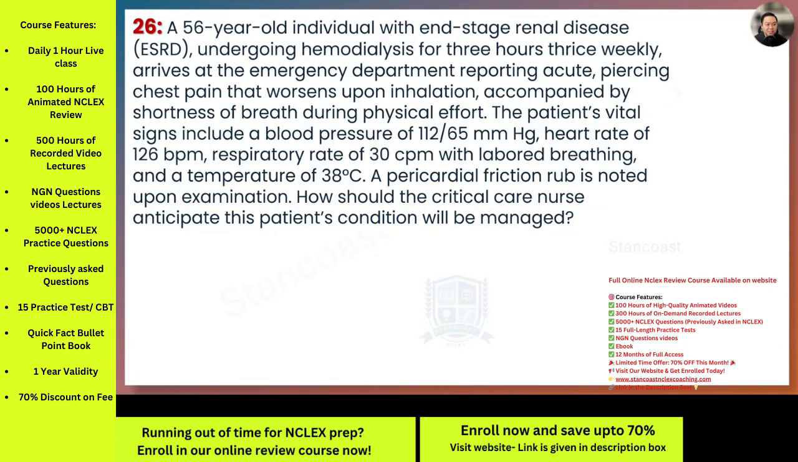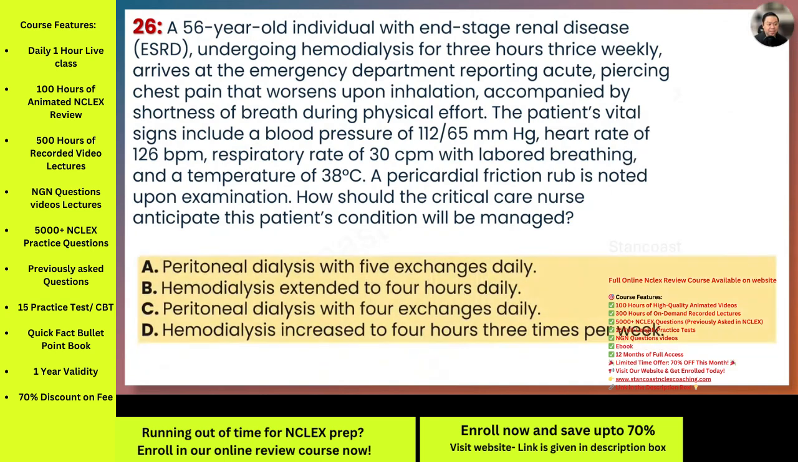26. A 56-year-old individual with end-stage renal disease undergoing hemodialysis for 3 hours thrice weekly arrives at the emergency department reporting acute piercing chest pain that worsens upon inhalation, accompanied by shortness of breath during physical effort. The patient's vital signs include a blood pressure of 112/65, heart rate of 126, respiratory rate of 30 with labored breathing, and a temperature of 38 degrees Celsius. A pericardial friction rub is noted upon examination. How should the critical care nurse anticipate this patient's condition will be managed?